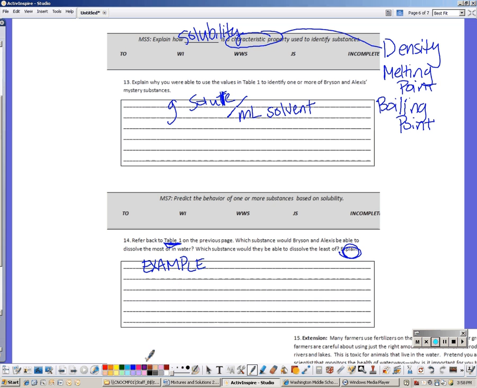Let's say I have substance Z, and I have substance Y. And let's say that substance Z, I can dissolve 16 grams of the solute per milliliter of solvent. Substance Y, I can dissolve 23 grams of solute into 1 milliliter of the solvent.